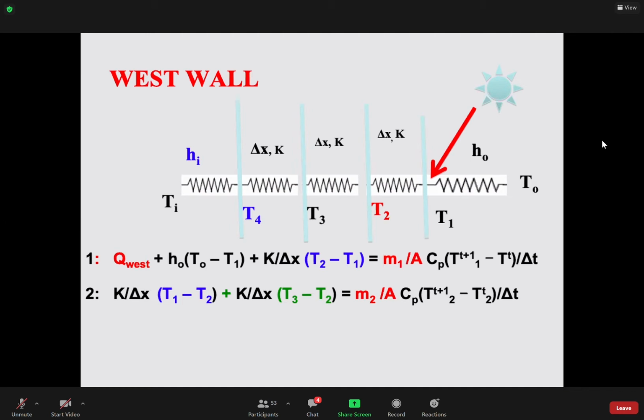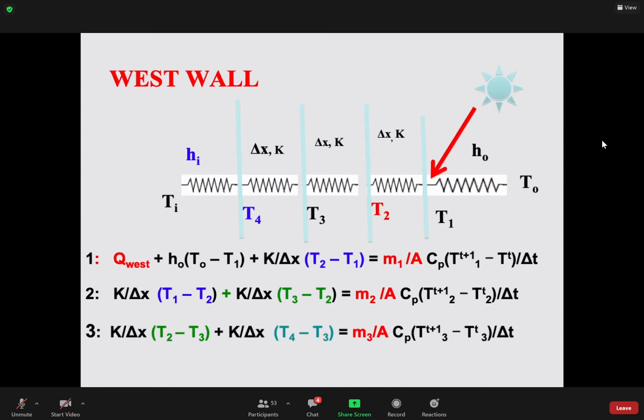Okay. Therefore, here it's representing here. The same thing I will write for node number 3. Again, node number 3, conduction from T2 to T3, conduction from T4 to T3. That's exactly here. Conduction, conduction.